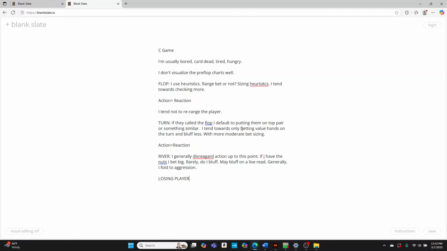So if I'm not ranging the player accurately, clearly I'm not playing my A game, and then I can know maybe it's time to get up, eat, move around, quit the session. But that's a losing player, and I don't want to be sitting at the table when I'm a losing player. So that is my analysis for A to C game.